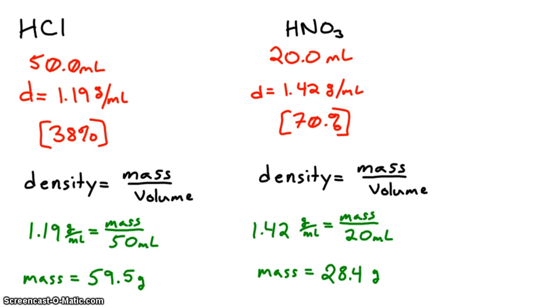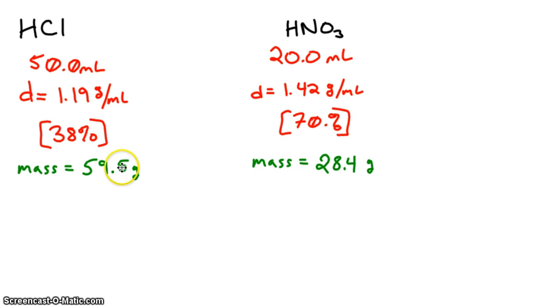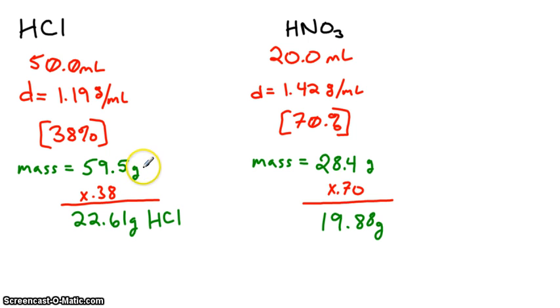Performing the same calculation for HNO3, using the density and the volume given, we have 28.4 grams of HNO3. Now this 59.5 grams that we just calculated is not all hydrochloric acid, HCl. Only 38% of it is. Since only 38% of this mass is hydrochloric acid, we multiply the mass by 0.38 to know that 22.61 grams of HCl is in this 50 milliliter sample.